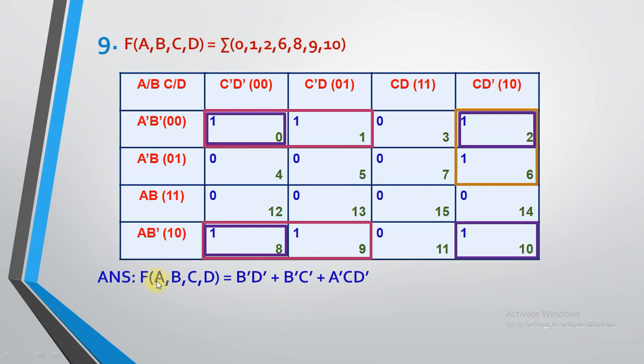So the answer you need to write in this way: the function f of a, b, c, d equals b dash, d dash plus b dash, c dash plus a dash, c, d dash. So this is the answer for the function ABCD equals sigma 0, 1, 2, 6, 8, 9, 10. So these all are the sums related to sum of product.